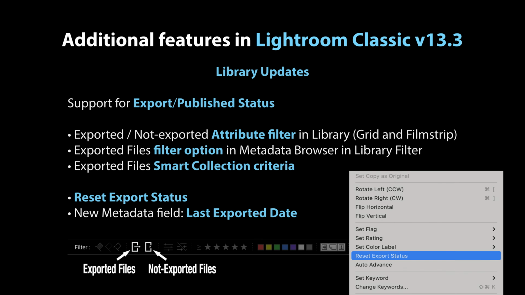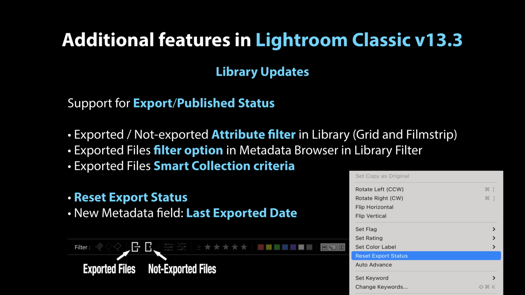We have a few library changes. With Lightroom Classic 13.3, Adobe has added support to know if an image has been exported or published. This can be achieved using the attribute filter in the library or grid or film strip. Images are either exported or not exported. You can also go into the metadata filter and look for exported files, and you can now use exported files as a smart collection criteria.